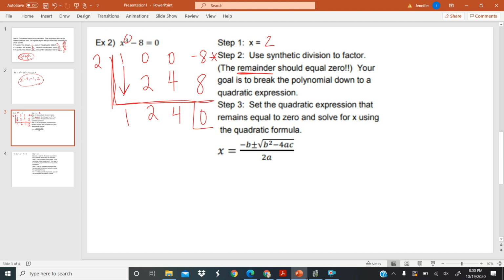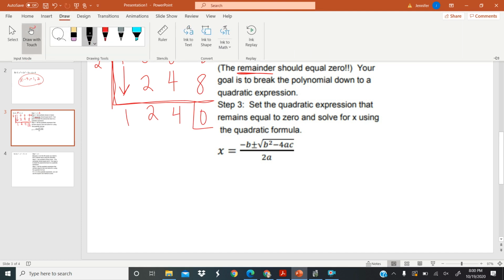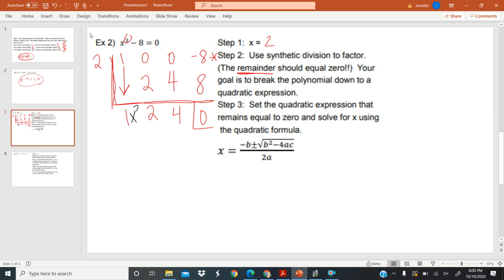So then you have to go back in and add in your x's. So we started with x cubed and we divided by 1x. So now we're down to x squared plus 2x plus 4. And this is the quadratic that we have now. So then you're going to look at that quadratic expression and you have to find the other 2 roots, or the other 2 solutions, from this quadratic.